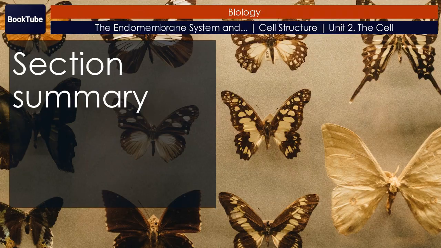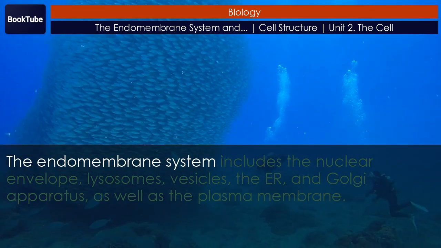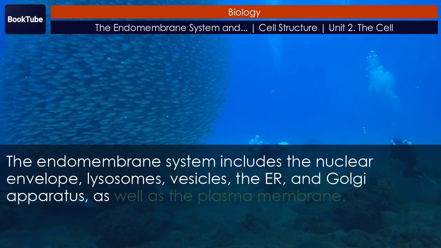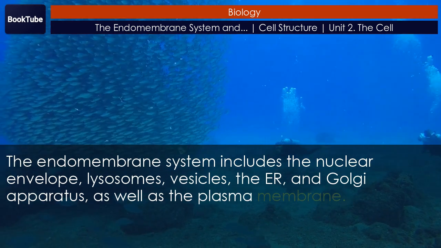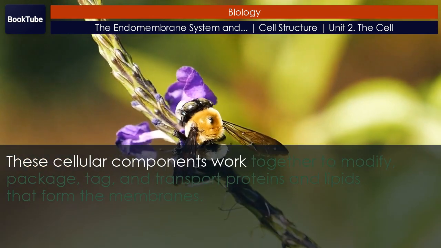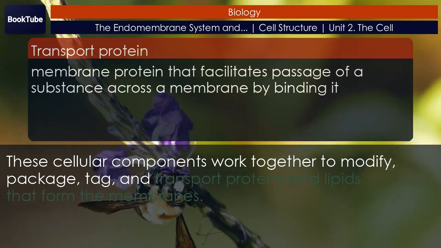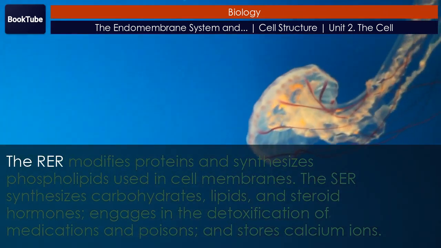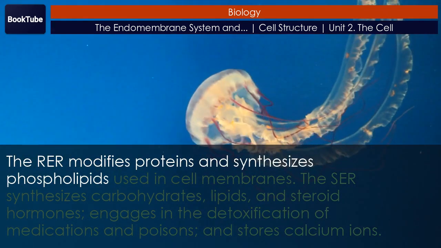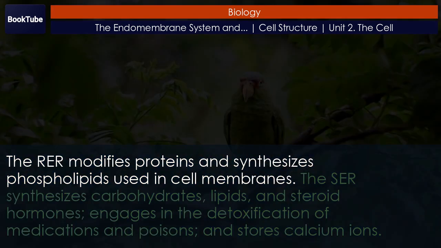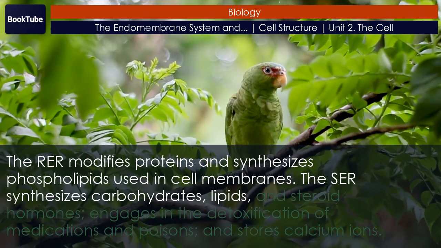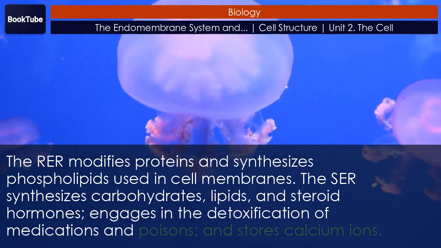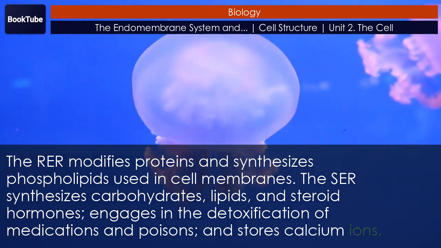Figure 4. Section summary. The endomembrane system includes the nuclear envelope, lysosomes, vesicles, the RER and Golgi apparatus, as well as the plasma membrane. These cellular components work together to modify, package, tag, and transport proteins and lipids that form the membranes. The RER modifies proteins and synthesizes phospholipids used in cell membranes. The SER synthesizes carbohydrates, lipids, and steroid hormones, engages in the detoxification of medications and poisons, and stores calcium ions.